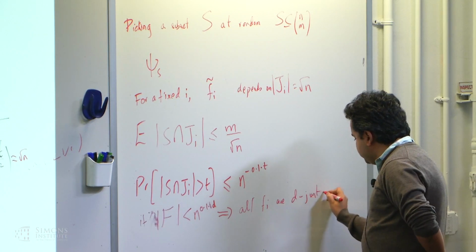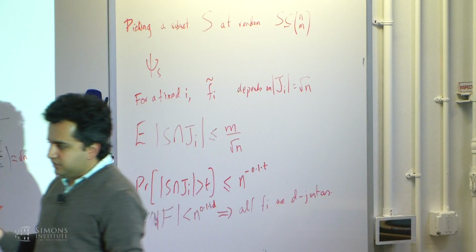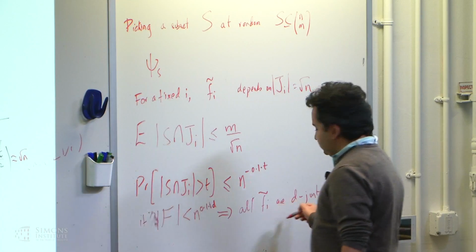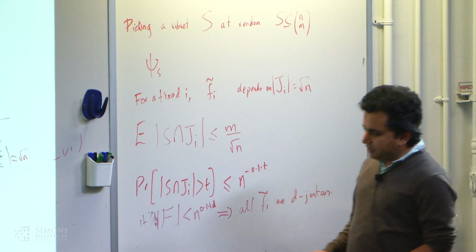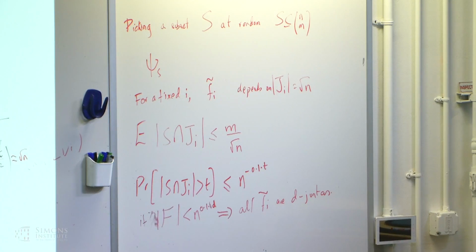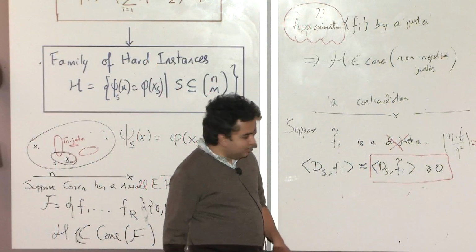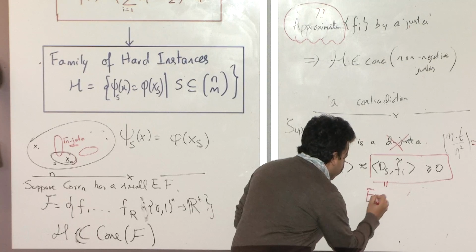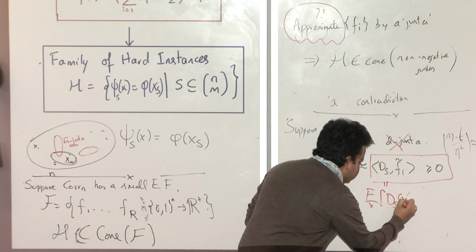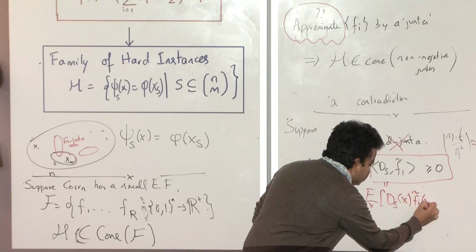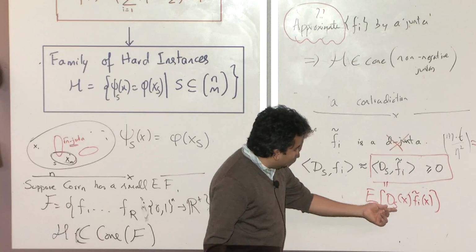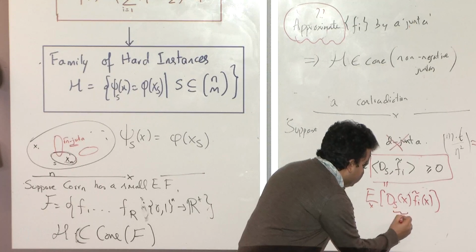So this is where random restriction is showing up. This is the random restriction step. All Fi tilde are d juntas, restricted to that. And that means that when you do this calculation, you say d sub s into product Fi is equal to this. Okay, and then you look at this inner product. What is this inner product really? This inner product is really the expectation over x of d sub s of x times Fi tilde of x.